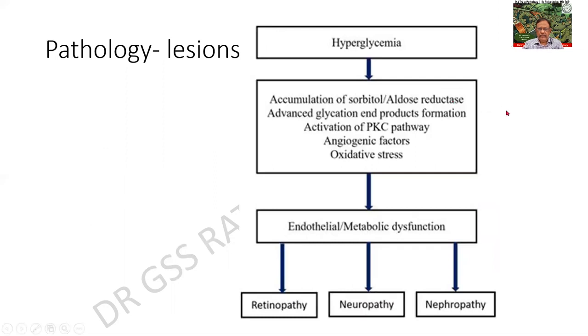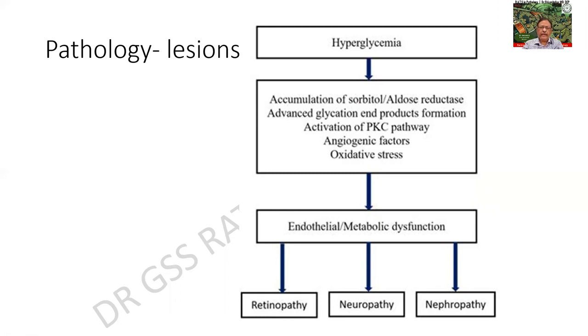This is a very important and an impressive flowchart. In diabetes, we have a hyperglycemia, which leads to the accumulation of sorbitol and aldose reductase. This sorbitol, please do remember, it comes in your biochemistry, and this will be important in the pathogenesis of various organ damages, including retinopathy. So, accumulation of sorbitol, advanced glycation end products, activation of protein kinase C, angiogenic factors, and oxidative stress.